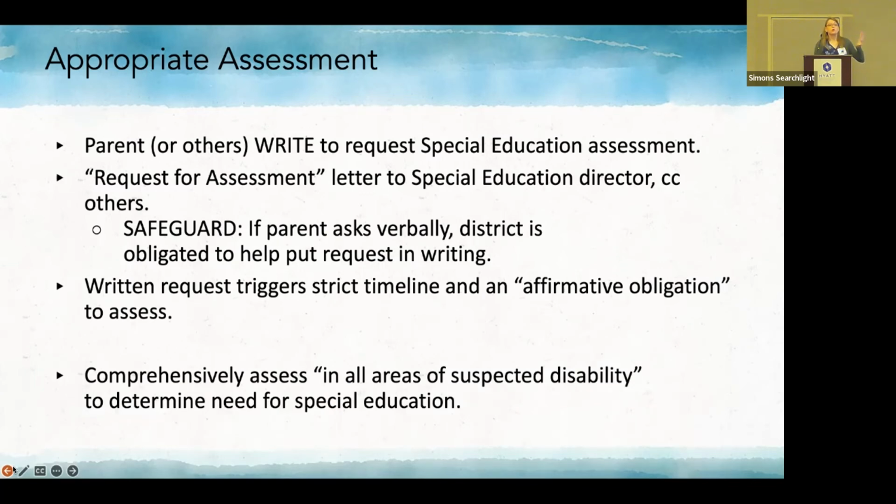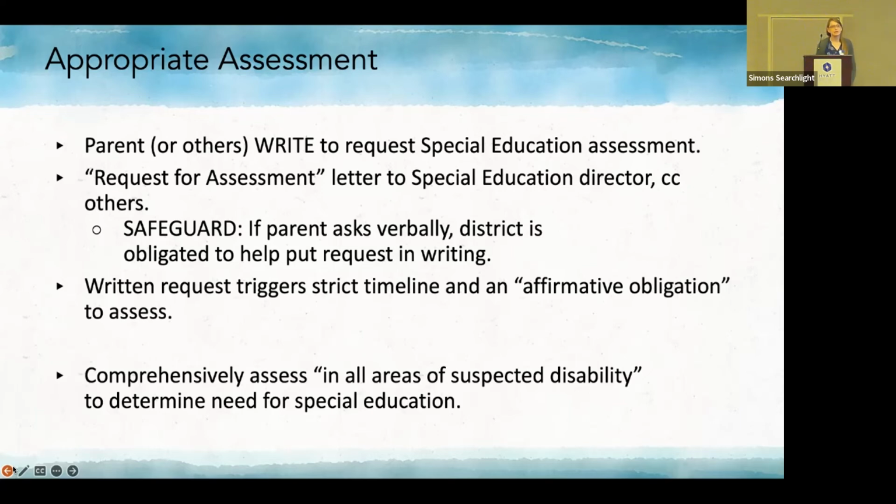If you are requesting an assessment from the school district, always put your request in writing. The school district is required to help you put it in writing if you make a verbal request, but it's best if you go ahead and just put it in writing yourself to begin with. And the school district is then required to comprehensively assess in all areas of suspected disability.